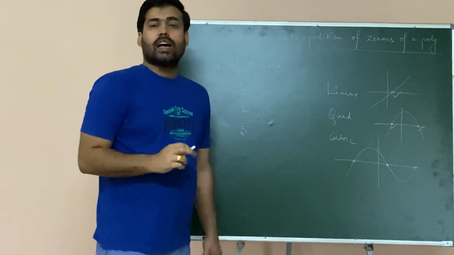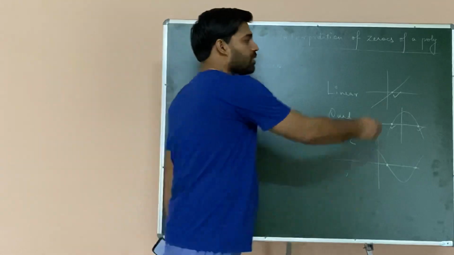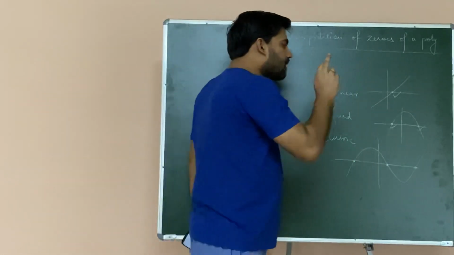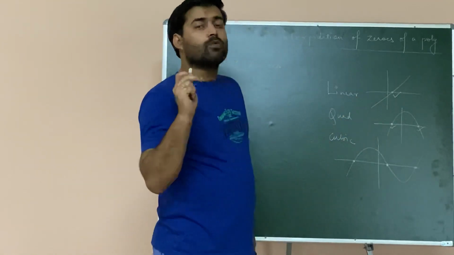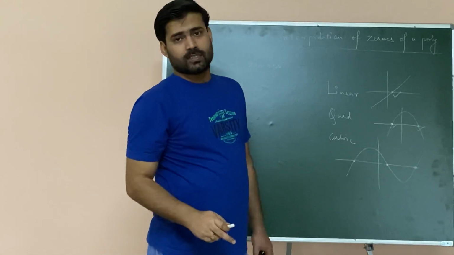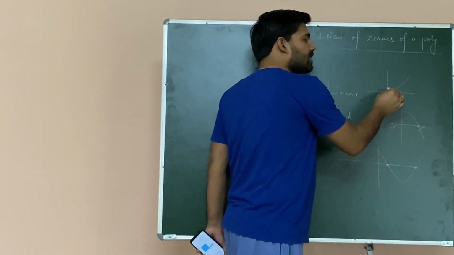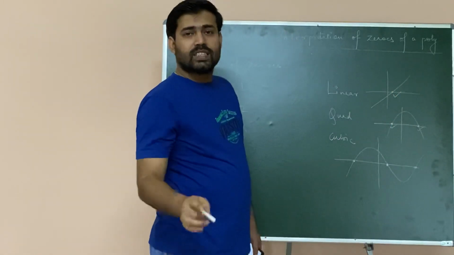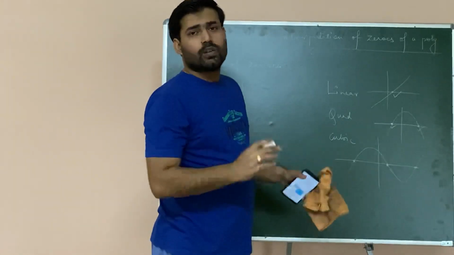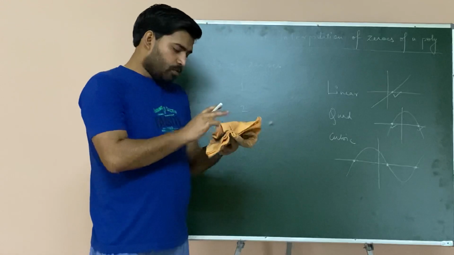So if they ask you what are the zeros of a polynomial and they have given you the graph like this, you will just find out at what point, I am repeating, at what point the graph intersects or cuts the x-axis. So the point at which the x-axis is intersected, you will say that point is the zero of the polynomial.